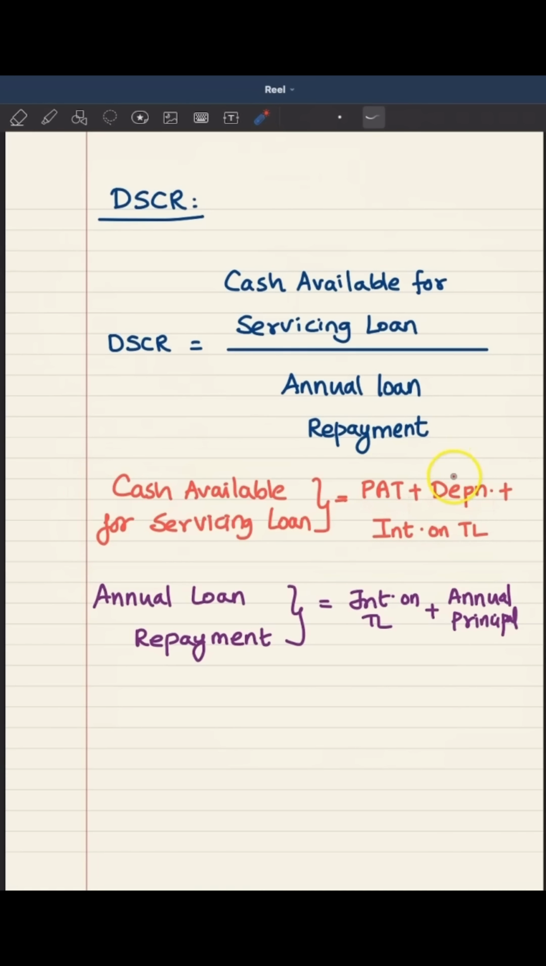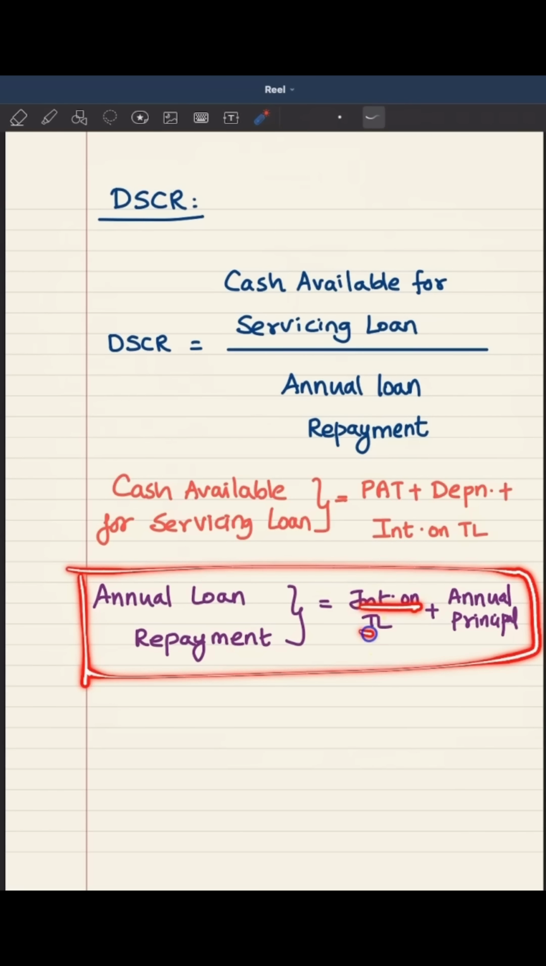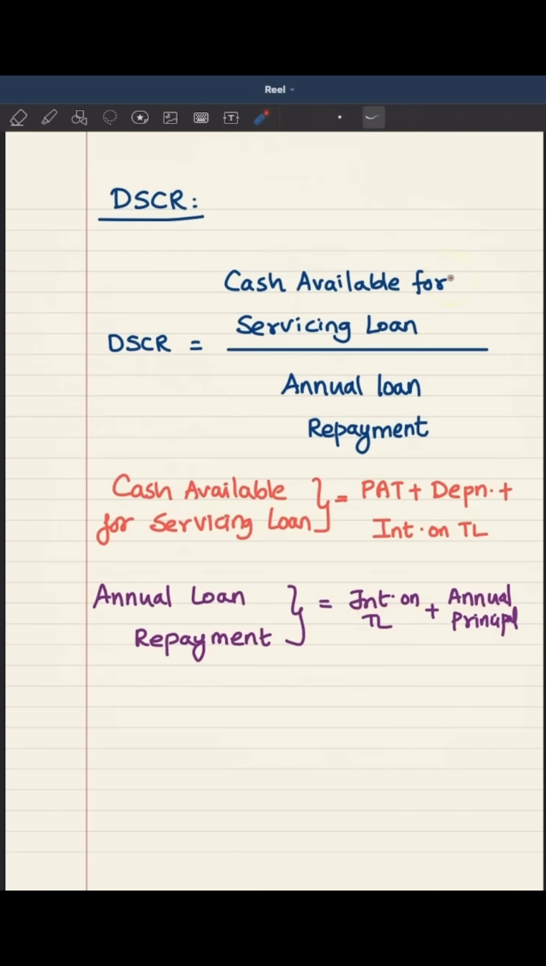Here we are adding back depreciation because it is a non-cash item. We are adding back interest on term loan because we are interested in knowing what is the profit available before paying this interest so that it can be compared with the interest. And when I say annual loan repayment, it is basically interest on term loan repayable in that particular year and annual principal repayment. So in DSCR, basically we will be comparing the cash profits available with the repayment obligation.